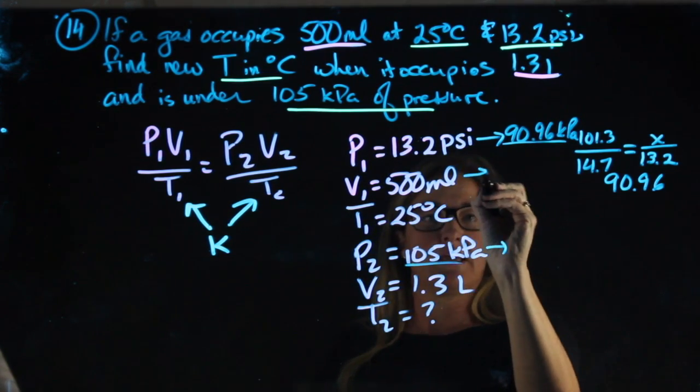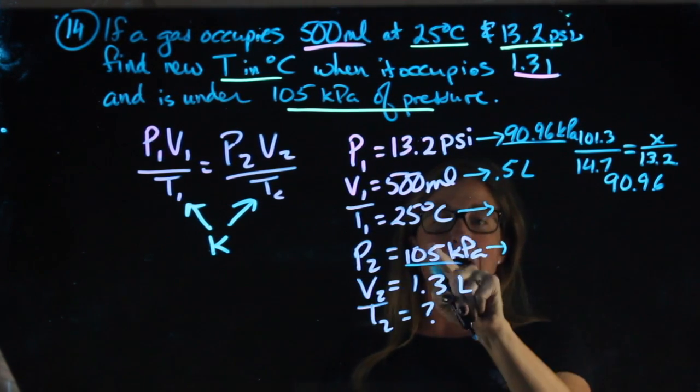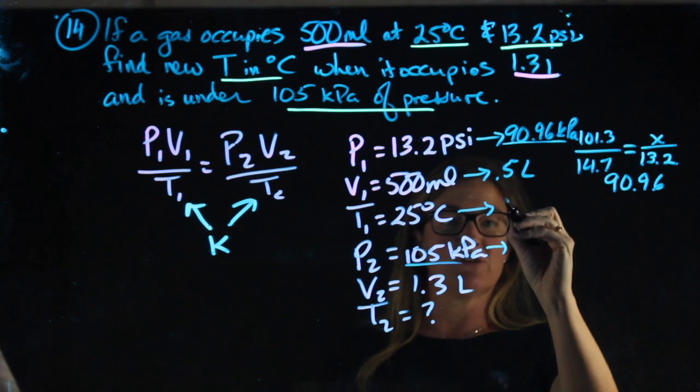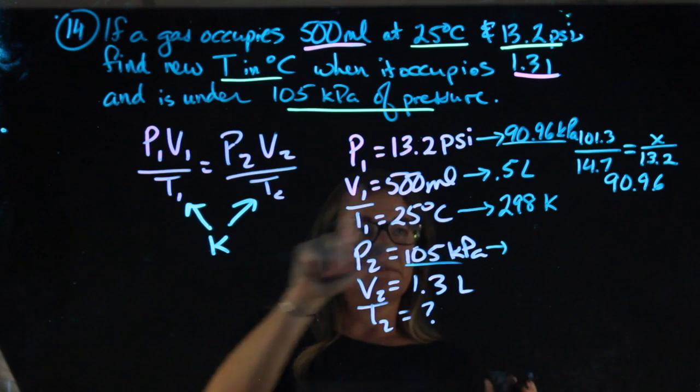All right, now I have these in the same units. I also need to put volume in the same units. I'm going to turn this one into liters. Temperature needs to be in Kelvin. I'm going to add 273 to 25 degrees Celsius, giving me 298 Kelvin. Now I'm ready to plug in.